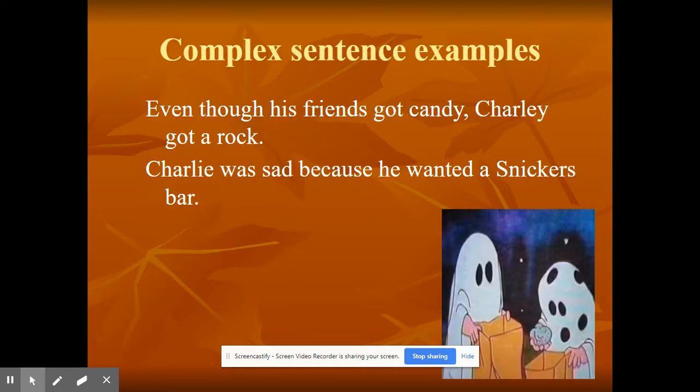The first example says, "Even though his friends got candy, Charlie got a rock." So again, if I just say "Charlie got a rock," that cannot stand by itself. So I have to add another part of the sentence to make it a complete thought. So that's how the first part, where I added "even though his friends got candy," now I can add "Charlie got a rock" to make that a complex sentence. And together, it makes sense, right? It's a complete thought. The second example says, "Charlie was sad because he wanted a Snickers bar." So we have our subject and the verb there.